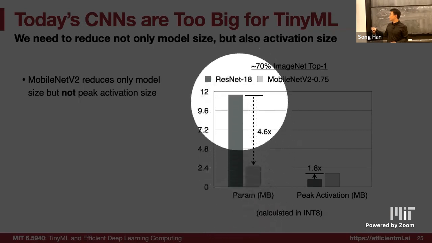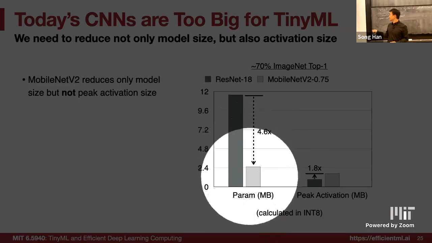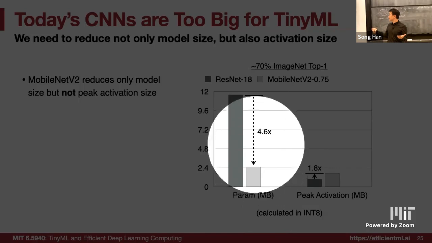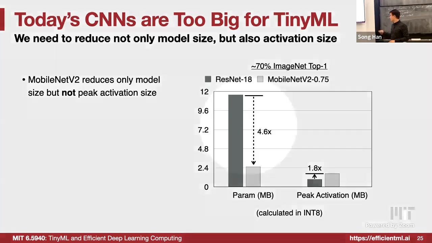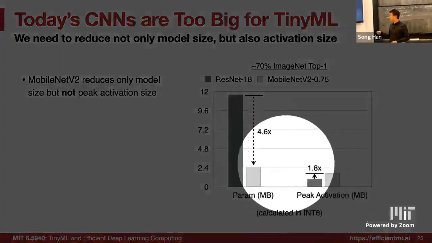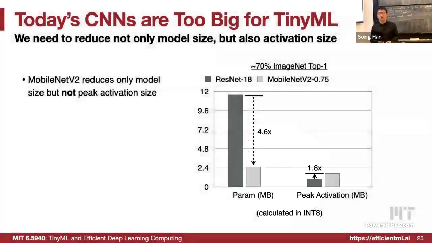So if you compare, here is ResNet-18. Here is MobileNetV2 0.75. The weights are reduced by more than 4 times, so that's pretty efficient. The weights are much smaller, so it takes less to communicate and download the app from the Apple Store, right? So that's pretty good. However, the peak activation didn't decrease, but increased. So that's a big problem we need to solve.